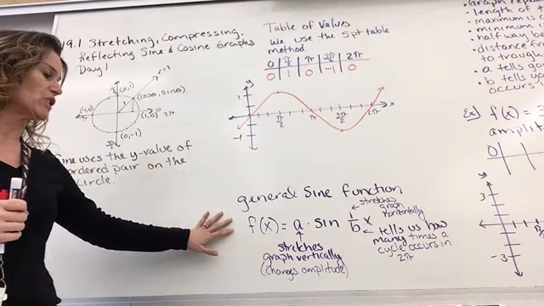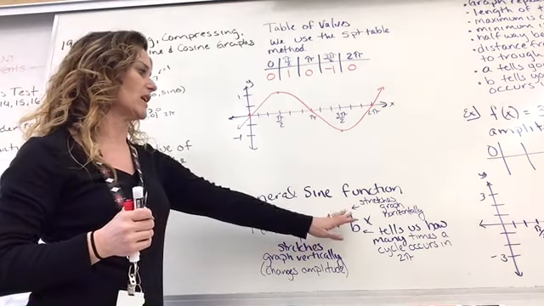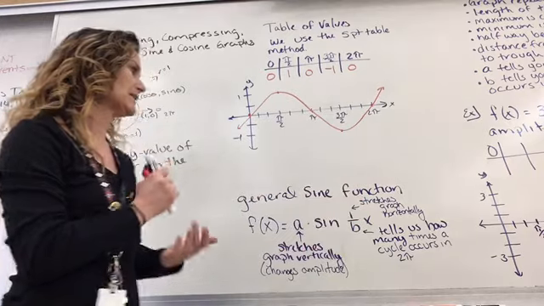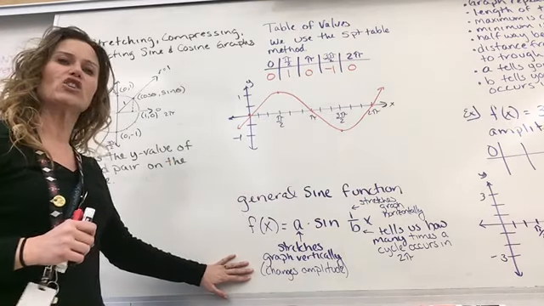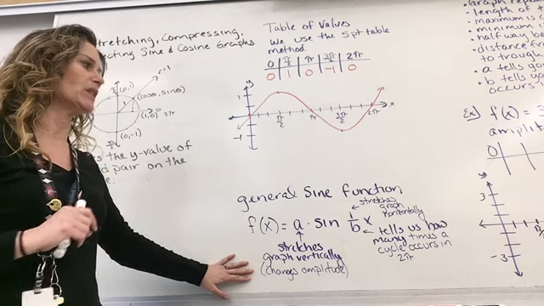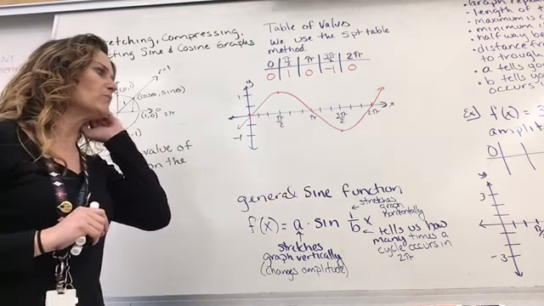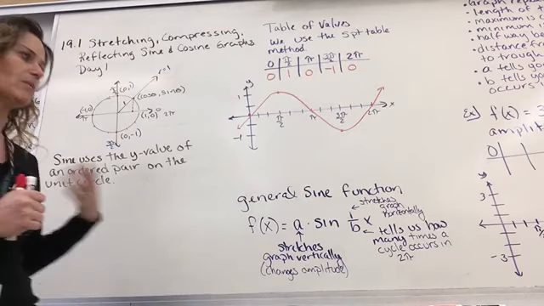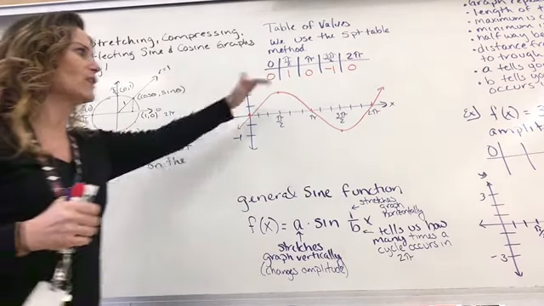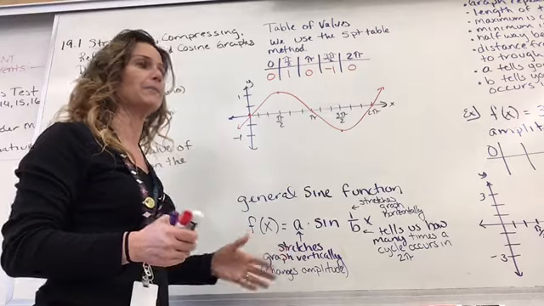Our general equation is f of x equals a times sine of 1 over b times x. A stretches the graph vertically. It's going to change our amplitude, and we're going to talk about what that means in a minute. 1 over b stretches or compresses the graph horizontally, and it's going to tell us how many times this pattern cycles occur within 2 pi.